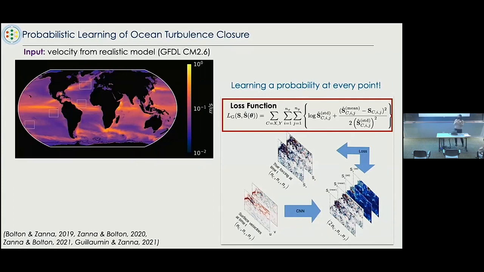Why 4? First, because I forgot to mention, we're learning a turbulent closure for the velocity. That means we have 2 components, one for u, one for v. So basically 2 components of the velocities, and then the standard deviation associated with each one of the predictions. So in our network, we have 4 channels, and we learn the mean for each component of the forcing and the standard deviation. Then again, we compare it to the true forcing.